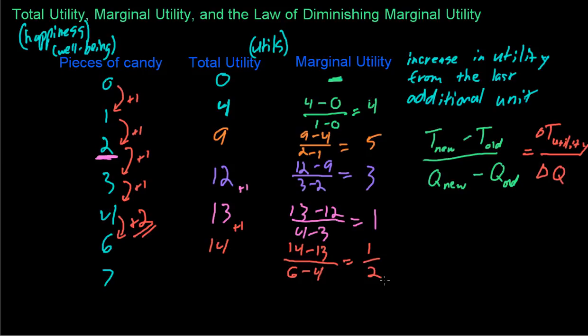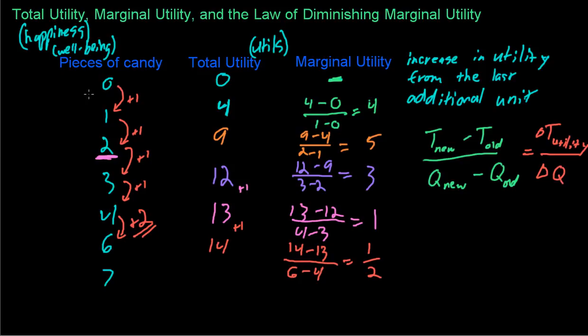And that should make sense because we had 2 more pieces of candy and our total utility only went up by 1. So now you can see why I was messing around with the quantities over here, so that I could make this really clear how to deal with a marginal utility if the quantity is increasing by more than 1.